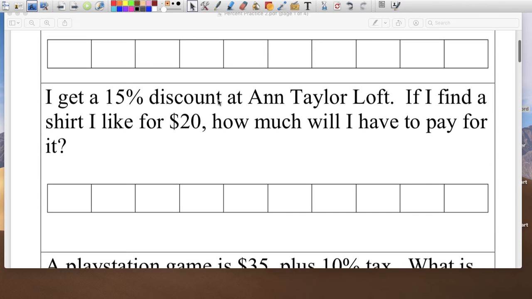I get a 15% discount on Ann Taylor. Okay, so 15% means that I am no longer paying 100%. Right, so if this was 100%, let's walk to the store. What's the price here? 0. And let's say something at Ann Taylor was $20. That would be 100% of your value. But you're going to take 15% out, so you're not paying 100% anymore.